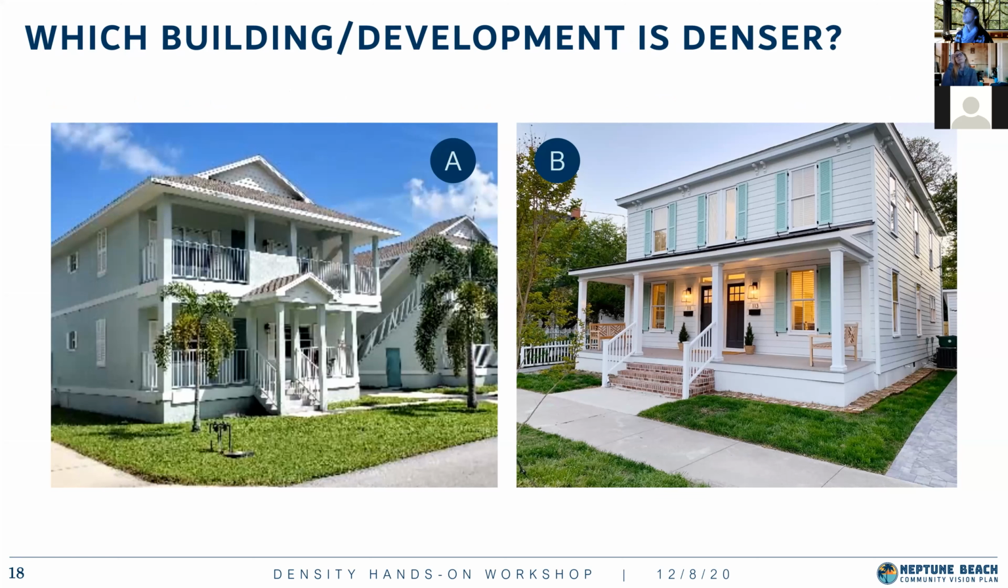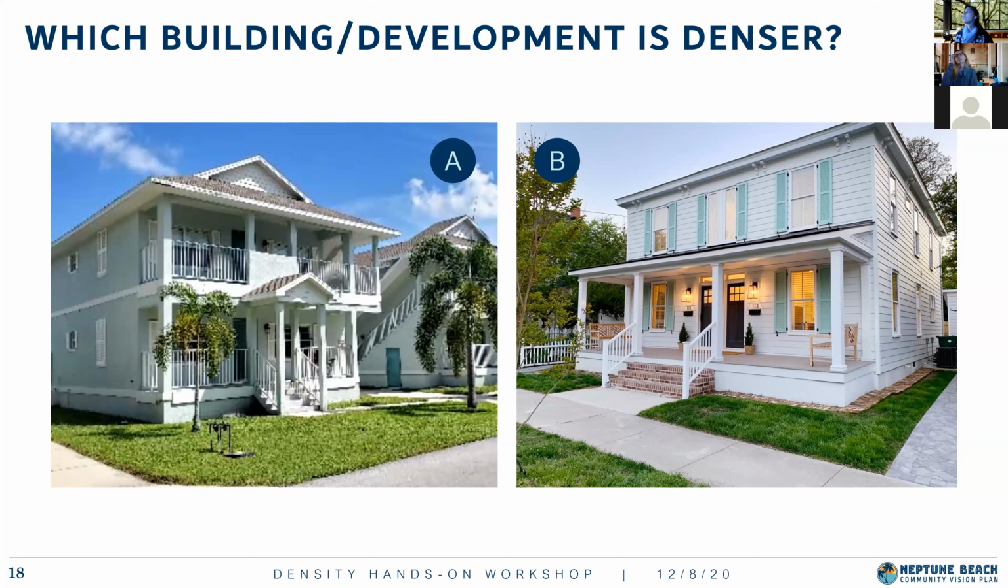Once the answers stop coming in, I'll go ahead and lock it and show you the answer. All right. And they're the same, about the same. So you all were close. It was almost a 50-50 split. On the left, you have a mixed-use multifamily that's actually in Rosemary Beach, Florida. And on the right-hand side, those are some small lot homes in Mount Pleasant, South Carolina. And they are both 33 dwelling units per acre.